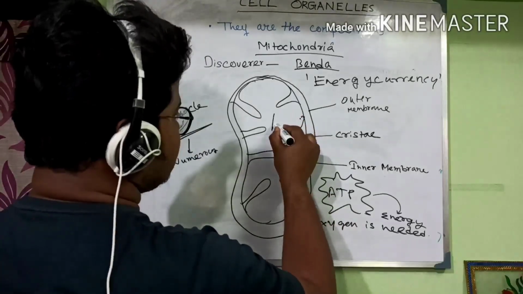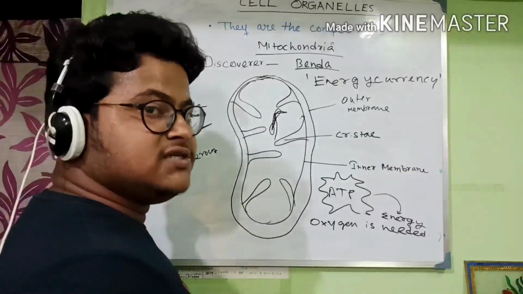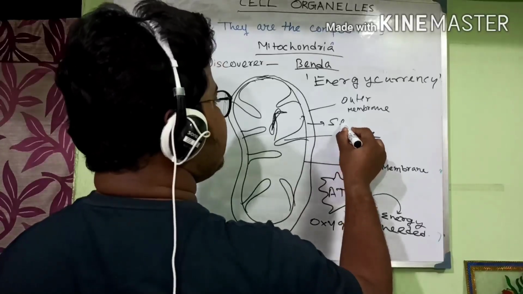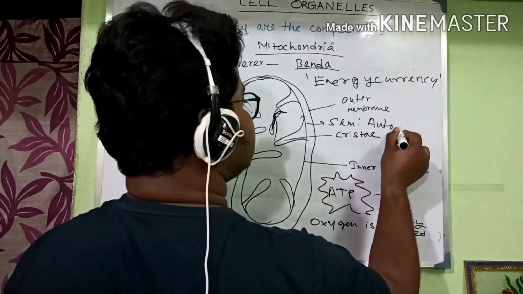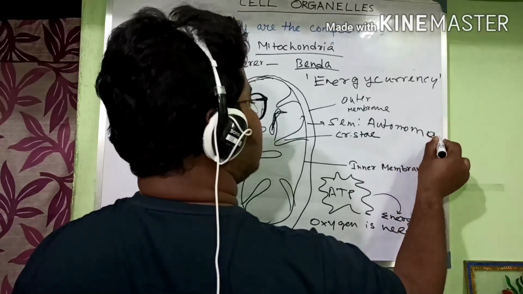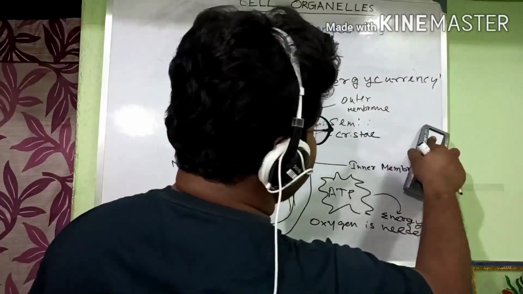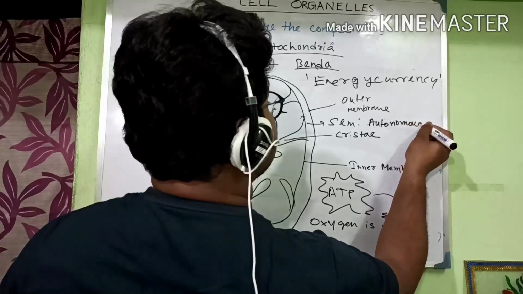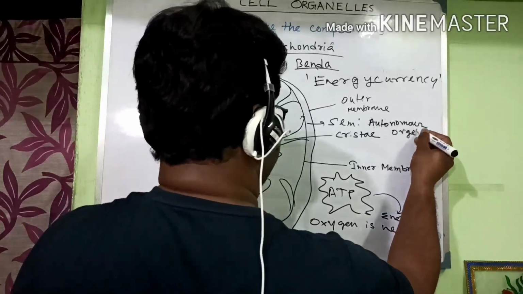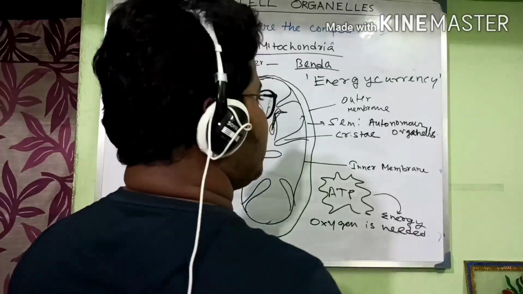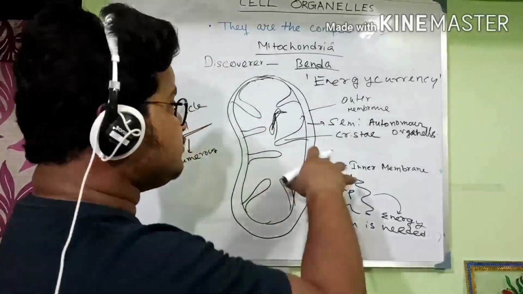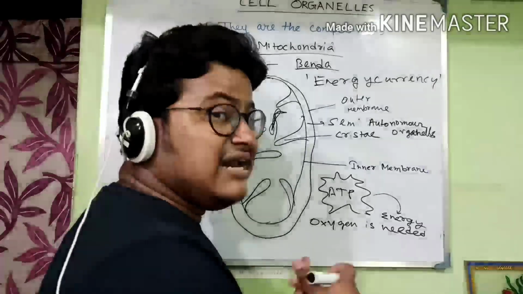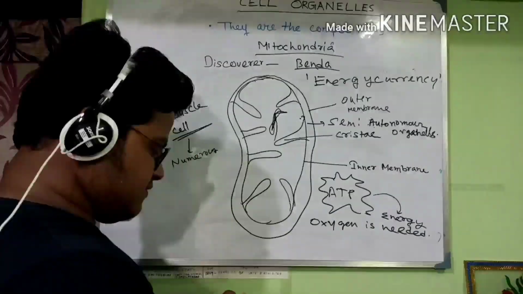Mitochondria also have their own DNA, known as mtDNA. So this is known as a semi-autonomous organelle, because the organelle can divide and produce new mitochondria in case of need of the cell. It depends on the needs of the cell. So this is the mitochondria.